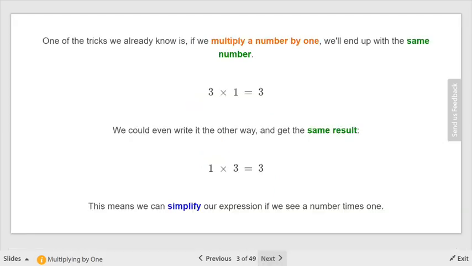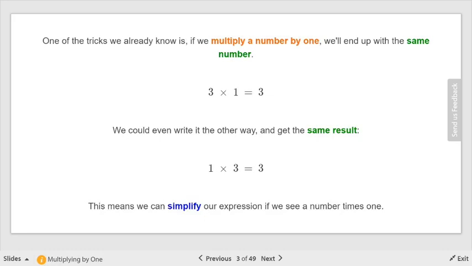Yeah. All right. So one of the things you already know how to do is you know some things about multiplying by 1, right? So let's look at what they're talking about. So 3 times 1. Anything times 1 is always going to get what? The same number again, right? So 3 times 1 is still equal to 3.